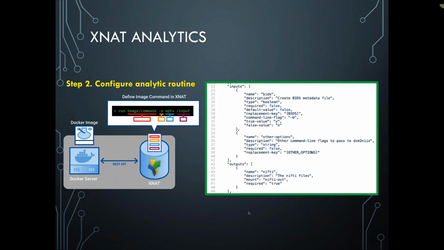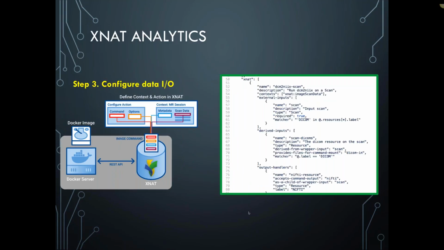And then there's a configuration step, and this is really the key to getting it to work with XNAT, where you tell it what the images within XNAT or what the files or resources within XNAT need to feed into the container. And then after the container runs, what did it produce?